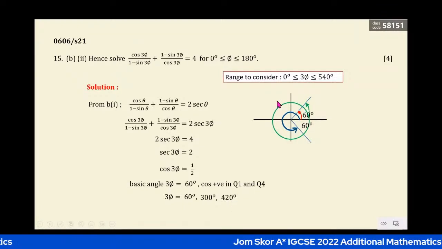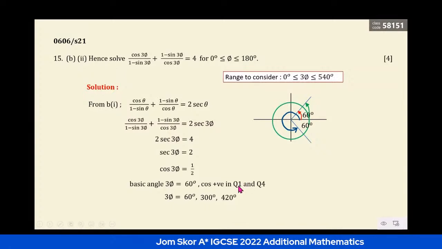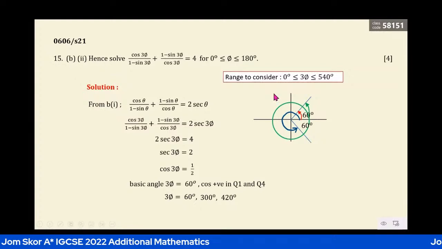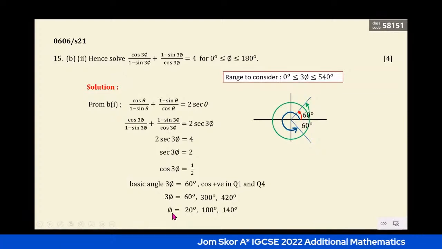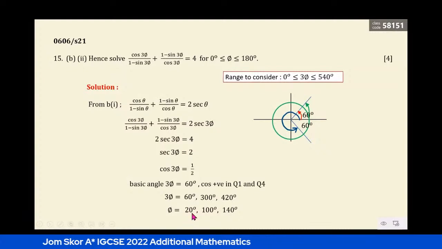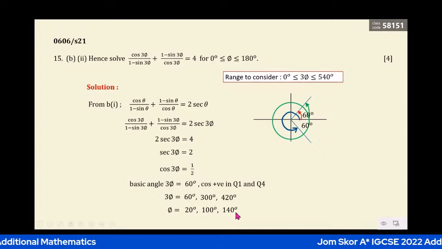So no more angle because kita cuma nak cari dalam quadrant 1 and quadrant 4. So you don't have to consider the second quadrant of second rotation. Okay, so that is 3 phi. So phi is equal to, you divide by 3 all these angles. So you will get 20, 100 and 140 degrees.